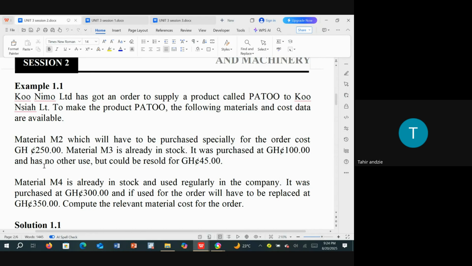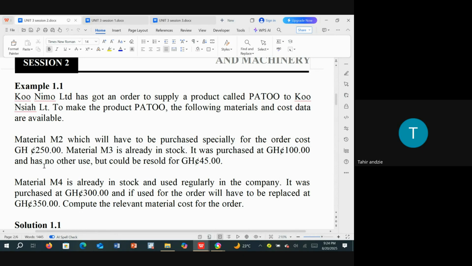And so once it has no further use, its relevant cost is the realizable value, which is how much it can be sold for. Good. What of material M4? What is the relevant cost? So it's 350. That is the replacement cost.